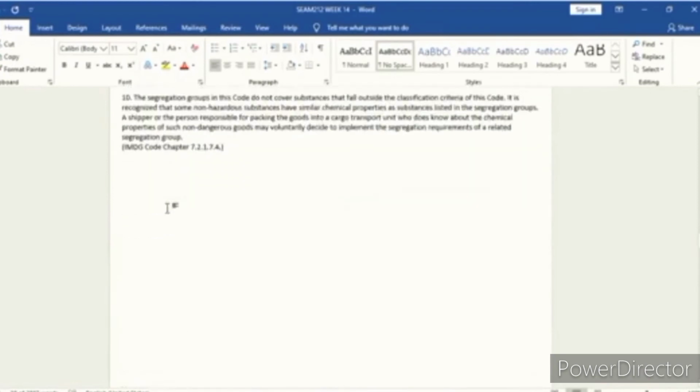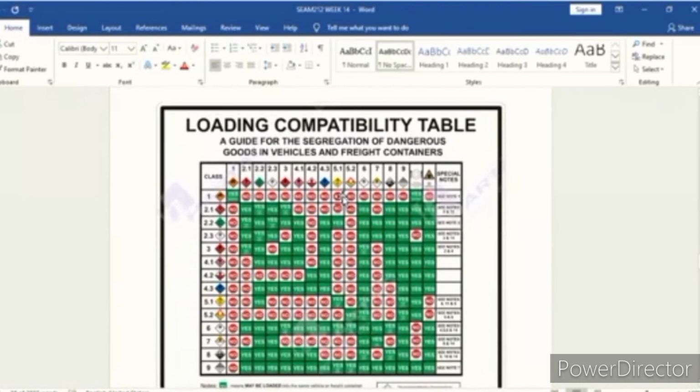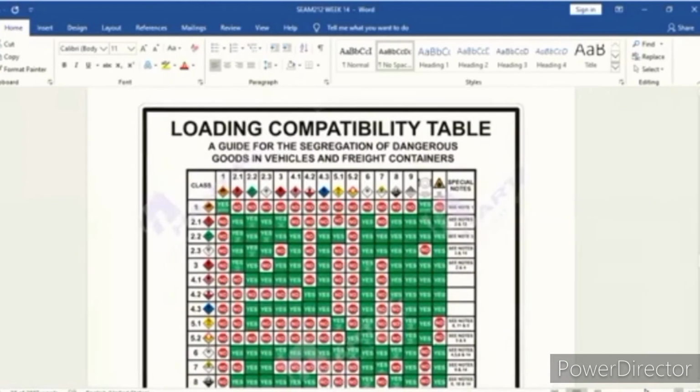So these are the dangerous goods that might be carried on board the vessel. And we have the loading compatibility table. It shows the compatibility between one cargo and another, using this table. For example, class 1 and 1, it is possible, yes, so you can put the cargo together. Class 1 and 2 is no, so we cannot put them in one container or in one position. We cannot mix them.